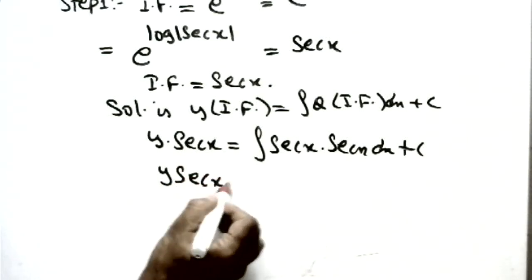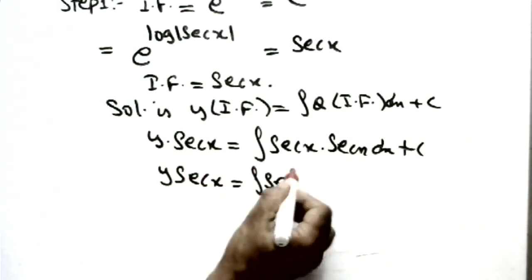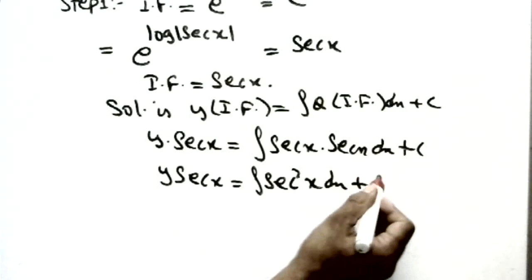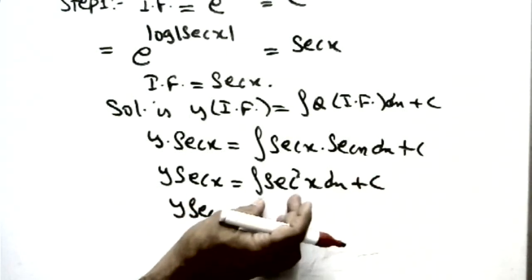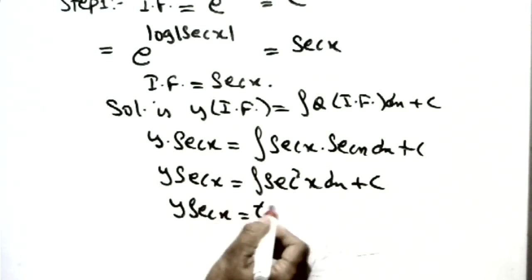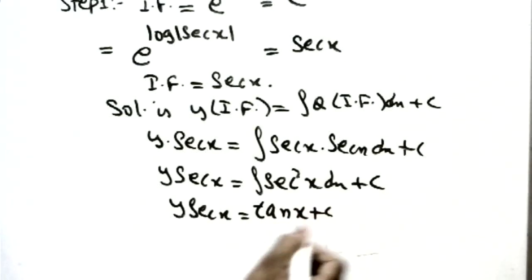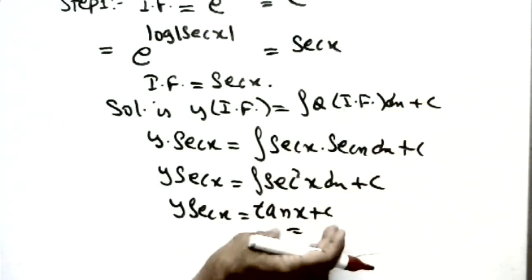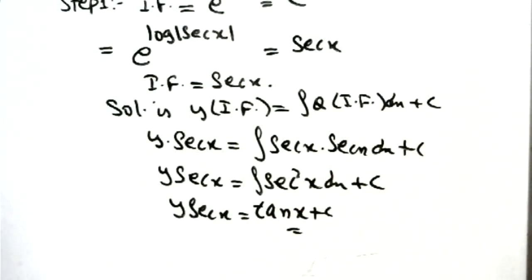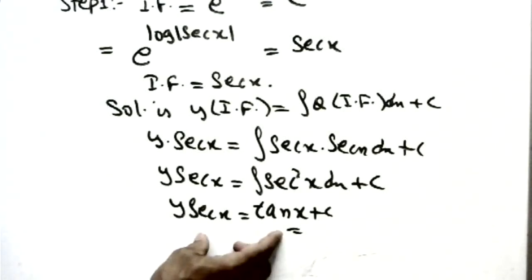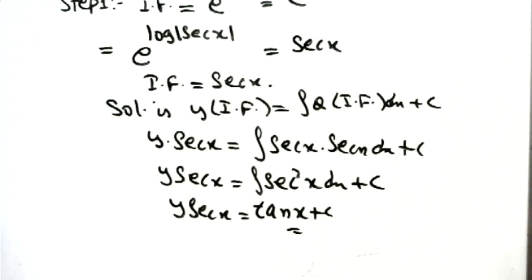Now secant into secant is secant square x. So y into secant x equals integration of secant square x dx. The integration of secant square x is tan x. So y into secant x equals tan x plus c. We can write plus c in the last step also; it is not necessary to write it from the first steps. So this is one type. I know, a very easy question. Let me do one more question of this type.